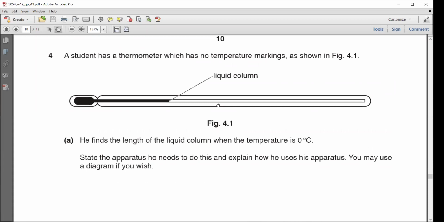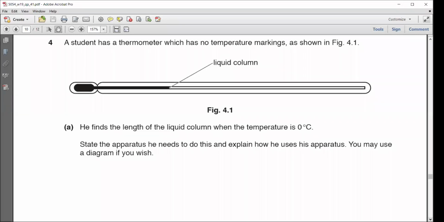A student has a thermometer which has no temperature markings, as shown in figure 4.1. A. He finds the length of the liquid column when the temperature is at 0 degrees Celsius. State the apparatus he needs to do this and explain how he uses this apparatus. You may use a diagram if you wish. Okay. Now the answer will be given by another student.